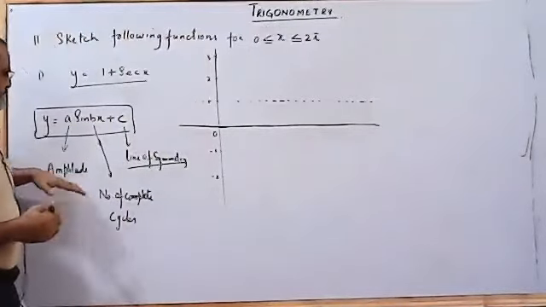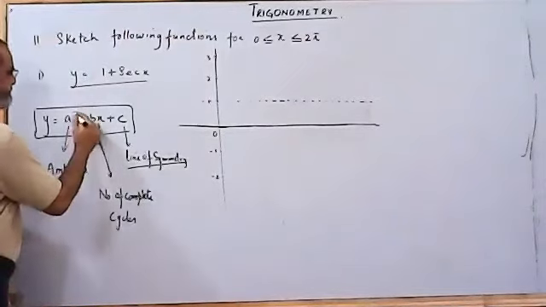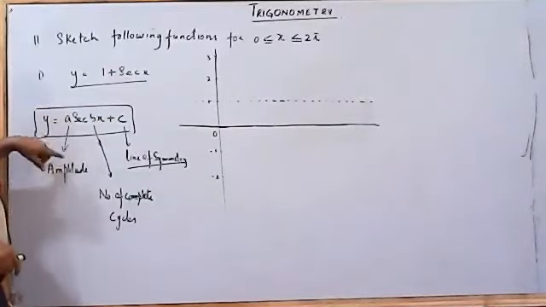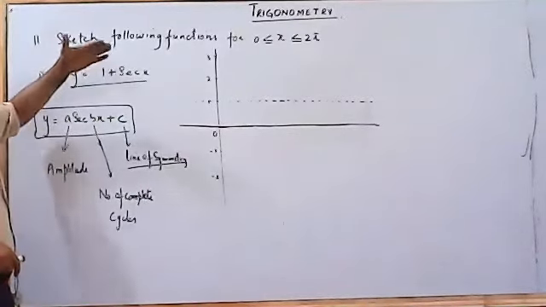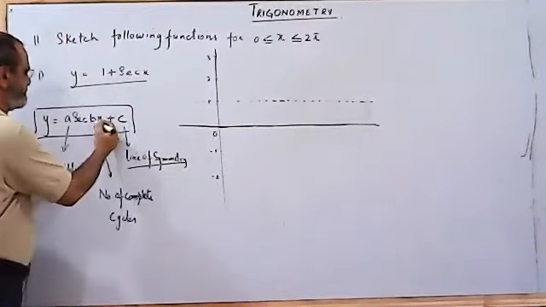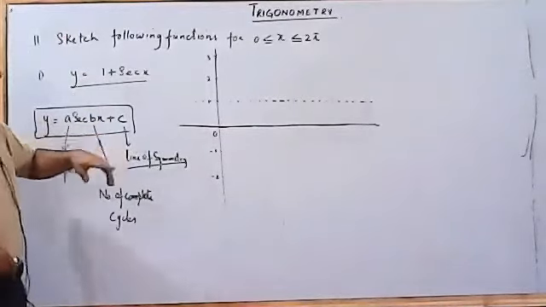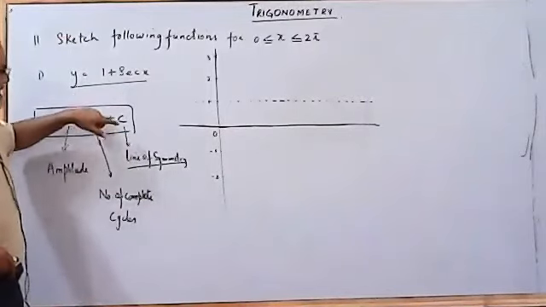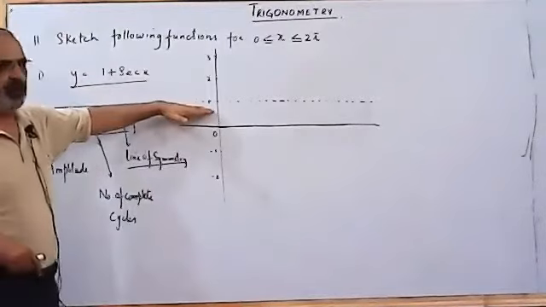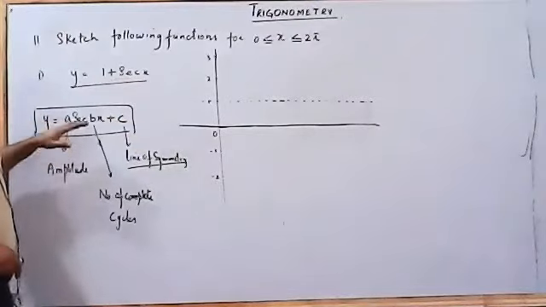So again, remember, if I replace it by, say, secant, the coefficient of secant stands for amplitude: how high the wave or how low the wave will be, the maximum or minimum values. B stands for the number of complete cycles of that curve, and C stands for the line of symmetry. C is a constant term. Here the constant term is 1, so the line of symmetry is y is equal to 1. This curve will be about y is equal to 1.